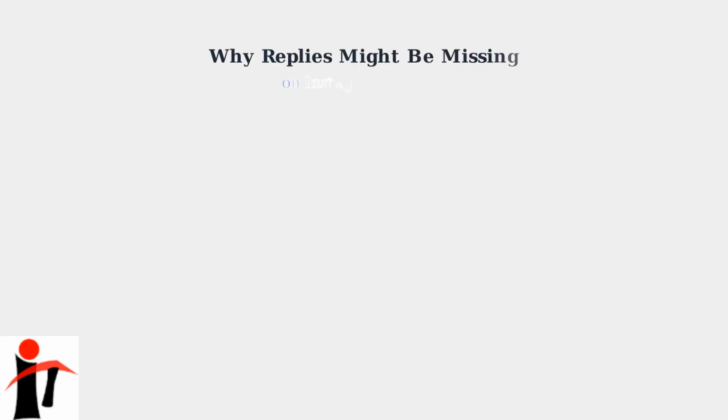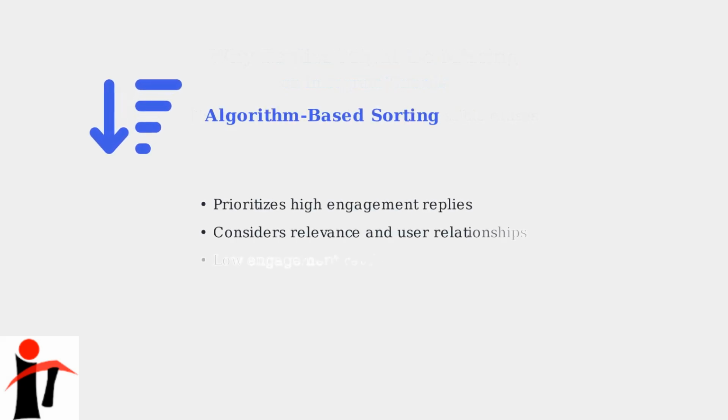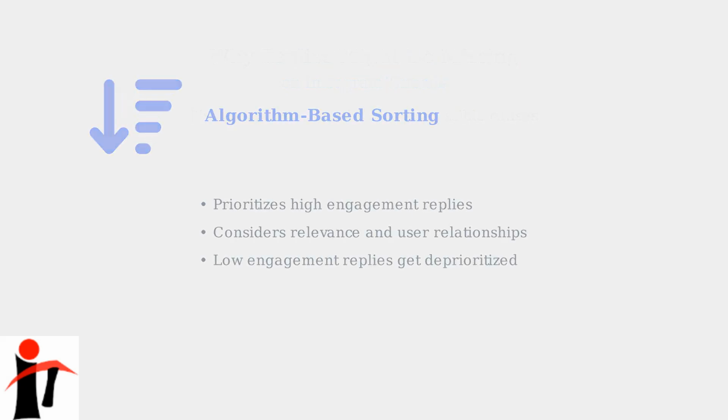Are you missing replies on your Instagram threads? It's a common issue, and there are several reasons why it might be happening. As of August 2025, Threads uses an algorithm to sort replies, prioritizing those with high engagement and relevance. This means that replies with low engagement might be deprioritized and harder to see.